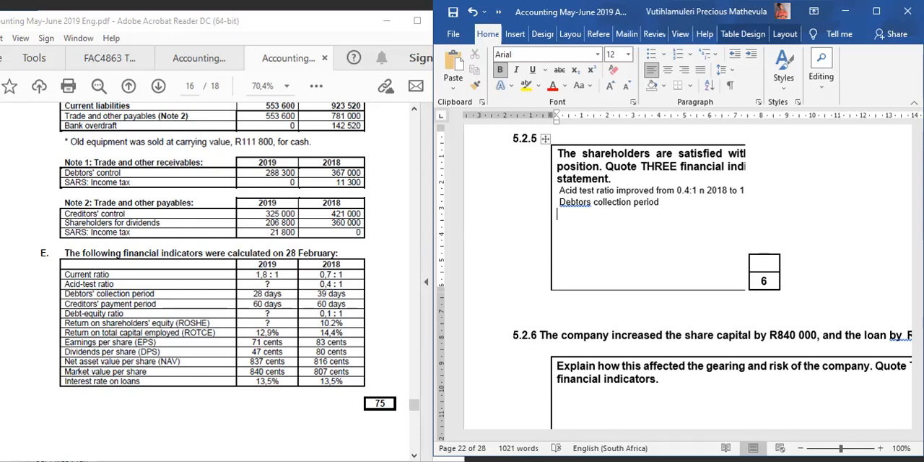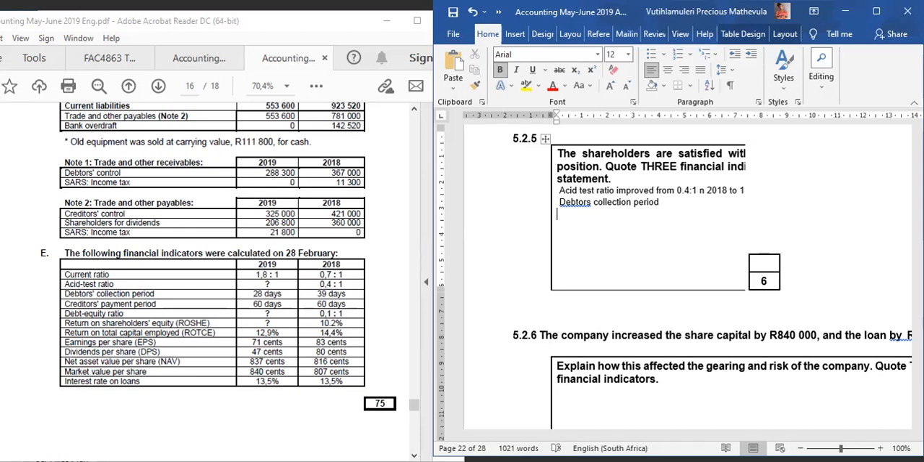Another ratio that you can look at when you're dealing with liquidity is the creditors payment period. We want the days for creditors to be high, because we want to pay our creditors a little later as we're collecting money from our debtors, because paying needs cash. Sometimes we don't have cash because we're selling on credit. The creditors payment period didn't change. It was 60 days, it's still 60 days. So there's nothing more you can say about that, but you can use the current ratio, acid test ratio, and the debtors collection period and get your 6 marks.